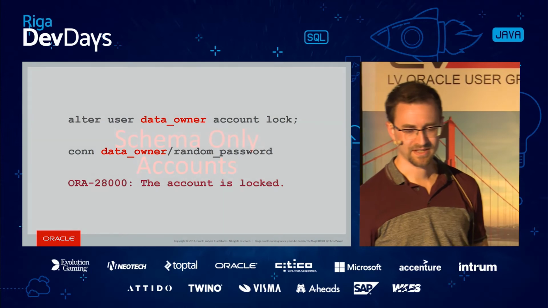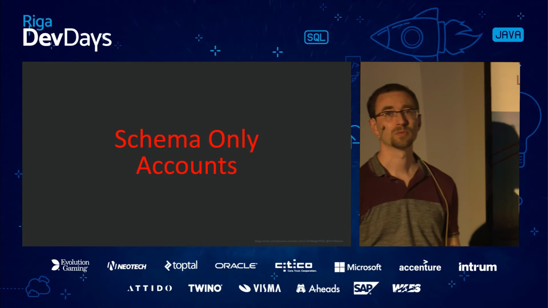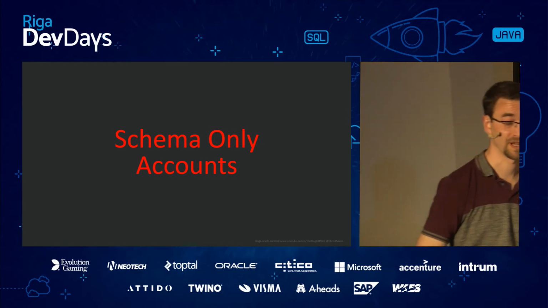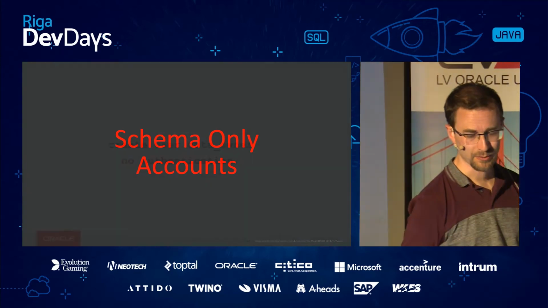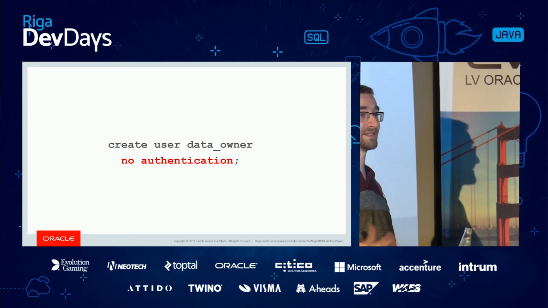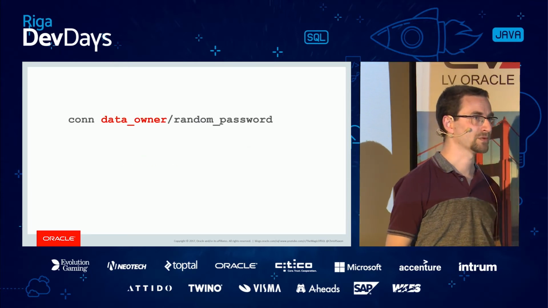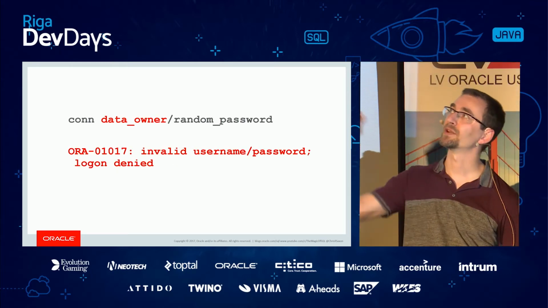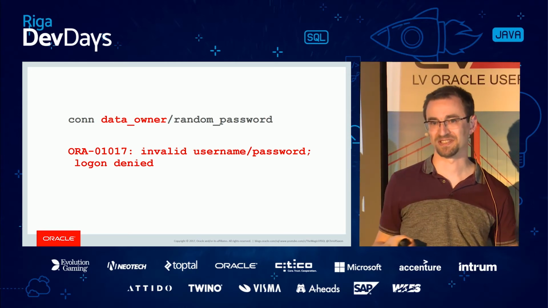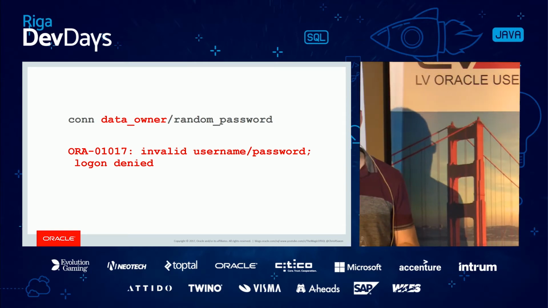Well, 18c offers another approach, schema-only accounts. These are users with no password. There is literally no way to log in as this user, and you do it with this NO AUTHENTICATION clause. So I've not defined a password; I've defined no way to connect to the database as this user. What that means is if we try and connect to it now, we get invalid username or password. I don't know what's wrong here. I don't know if data owner exists and I got the password wrong, or if the schema doesn't exist at all. So we're limiting the information we're leaking out to our application.